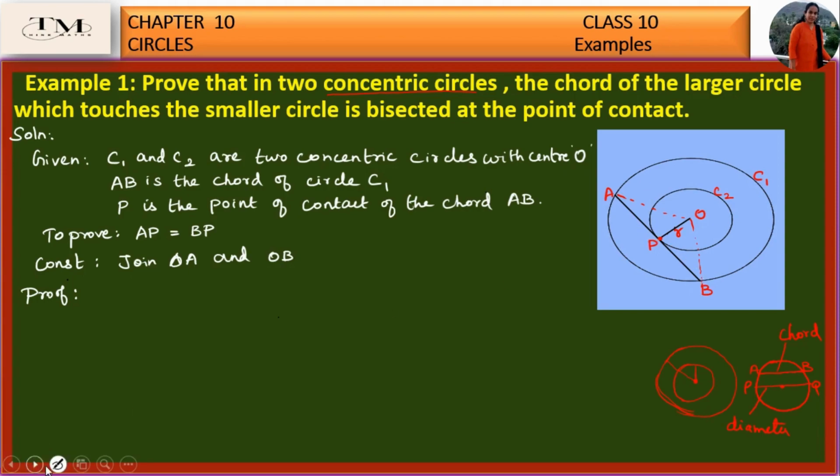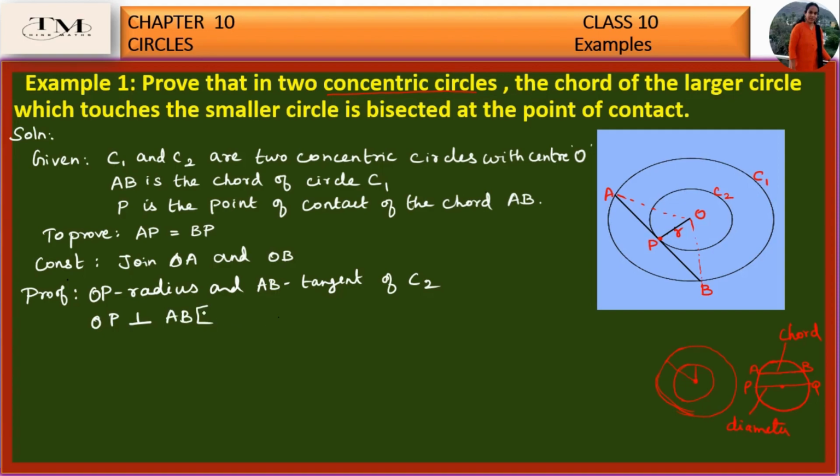So let me start the proof. Here OP is the radius and AB is the tangent of the small circle C2. Then we know that tangent and radius make 90 degrees. So OP is perpendicular to AB. This is because of theorem 10.1.